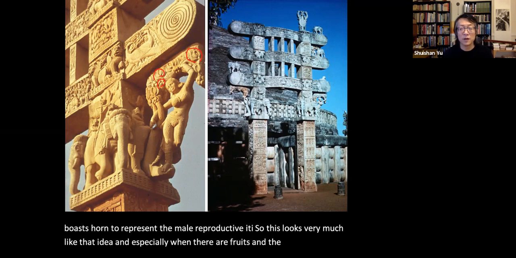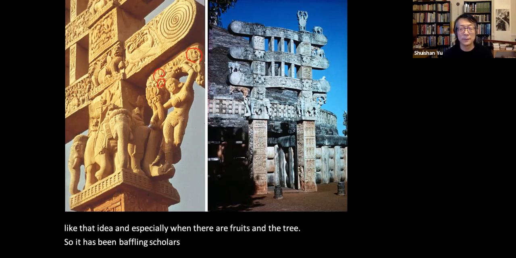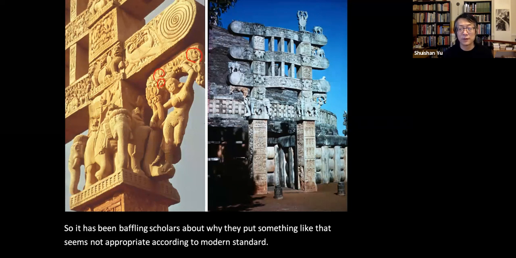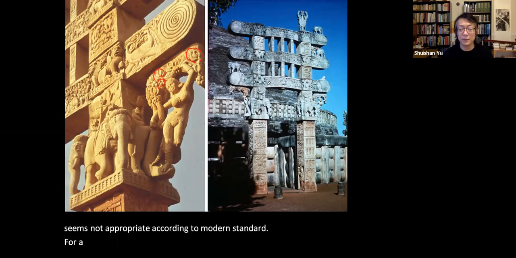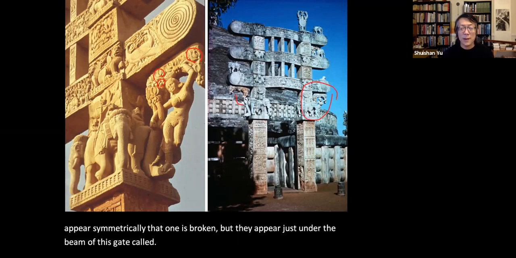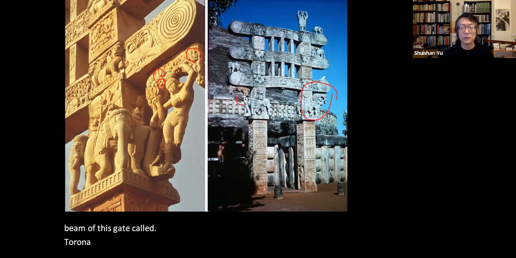So it has been baffling scholars why they put something like that. That seems not appropriate according to modern standards for a religious sacred architecture, but it is very common, right? They appear symmetrically. That one is broken, but they appear just under the beam of this gate called Torana. I just point this out here because we are going to see the same phenomenon again and again.